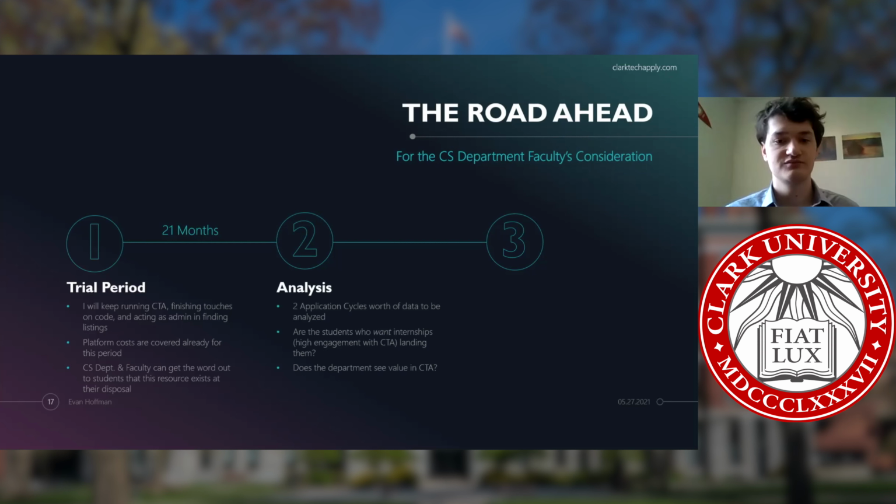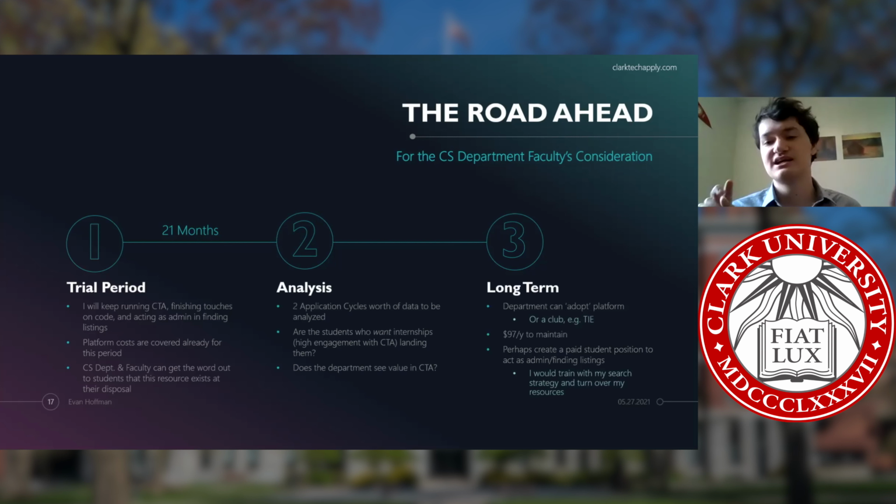The second phase is an analysis period. After those 21 months, we will have 2 application cycles' worth of data on how students performed. We can ask ourselves: did the students who wanted internships get them, if they had high engagement on Clark Tech Apply? And does the department see value in Clark Tech Apply and want to keep it going? If so, the department can adopt it, or a club can take it on, if they'd be willing.